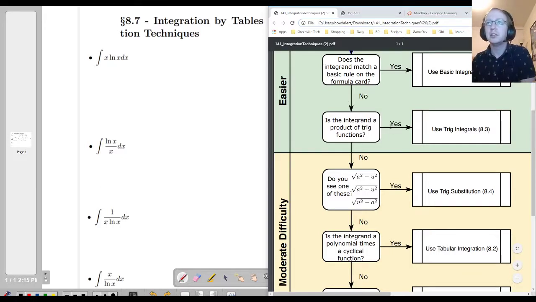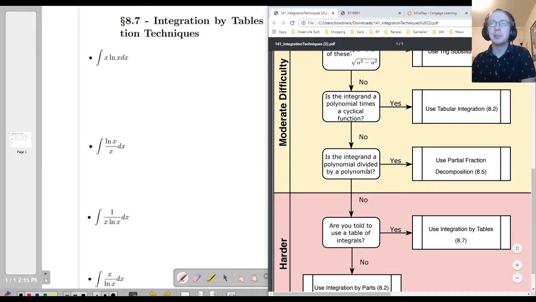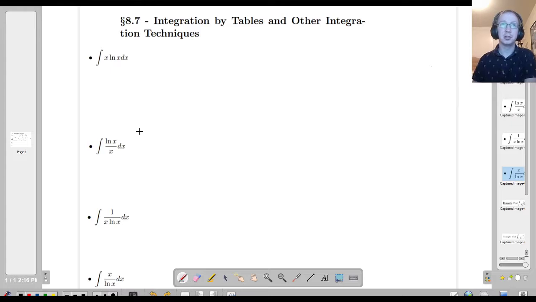Next, do I have a product of trig functions? No. Do I see one of these guys showing up? No. Is my integrand a polynomial times a cyclical function? No. Is the integrand a polynomial divided by a polynomial? No. Am I told to use a table of integrals? Nope, not yet. So my only remaining option is to do integration by parts. So let's try that one really quick.